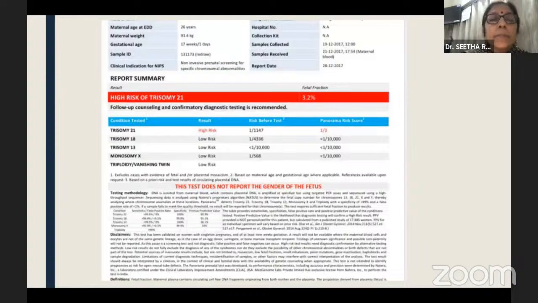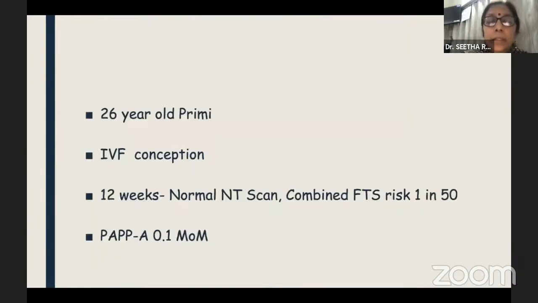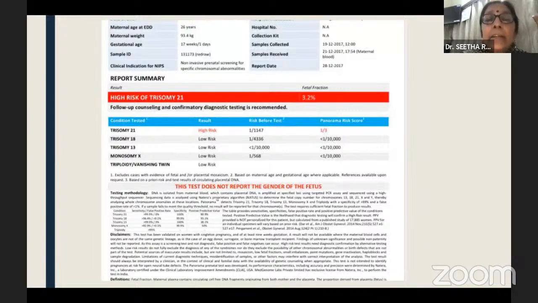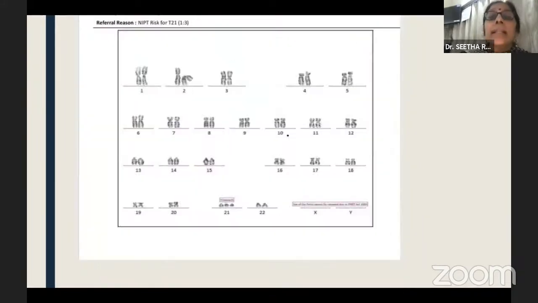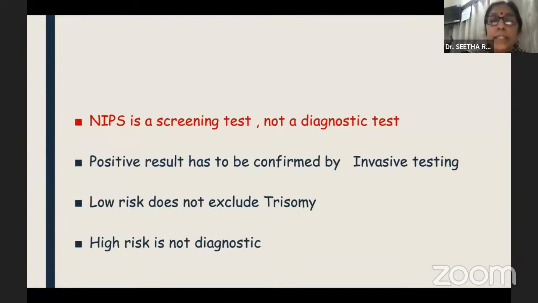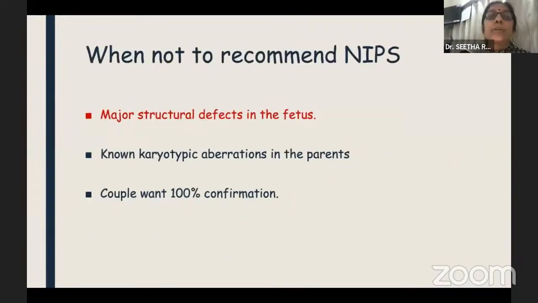I'm just going to skip this because of lack of time. But here, basically, she had come up with a high risk. She ideally needed invasive testing, but went on to have NIPS, which itself came back as high risk. And then when we tested her, it was positive for Down syndrome. So NIPS is only a screening test. Never terminate or decide anything based on the NIPS. You have to confirm it with an invasive test, so a positive result has to be confirmed. Low risk does not exclude trisomy, and high risk is also not diagnostic.